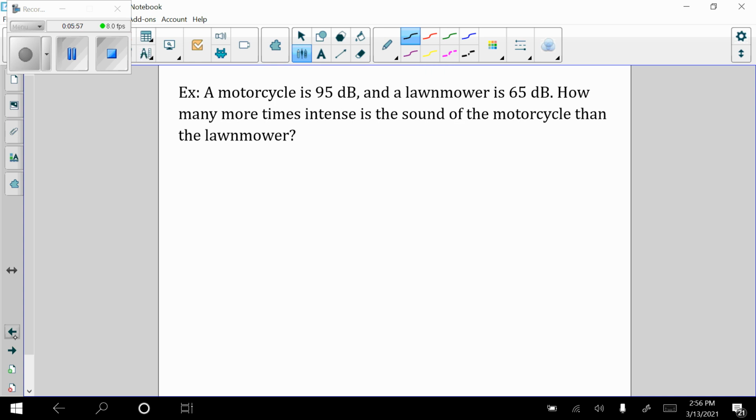Okay, so now we'll do a decibel one. So a motorcycle is 95 decibels and a lawnmower is 65 decibels. How many times more intense is the sound of the motorcycle than the sound of the lawnmower? So basically the exact same method, a little different formula because it's decibels that I did on the previous problem. So I'm going to call my motorcycle. I've got to find the difference in those decibel levels, which is going to be 30.